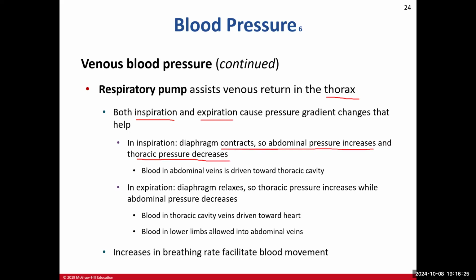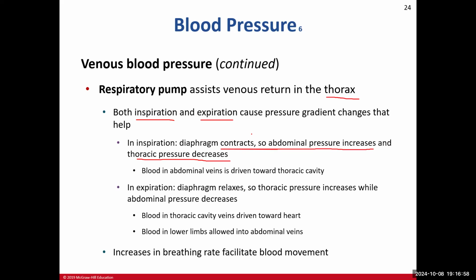We'll talk about that. But what we'll see here, since you have an increased abdominal cavity pressure and a decreased thoracic cavity pressure, where does blood want to go? From the area of high pressure to the area of low pressure. So the blood in your abdominal veins, okay, inferior vena cava, renal veins, all of those popular veins there in the abdomen, blood from those veins will move towards the thoracic cavity.